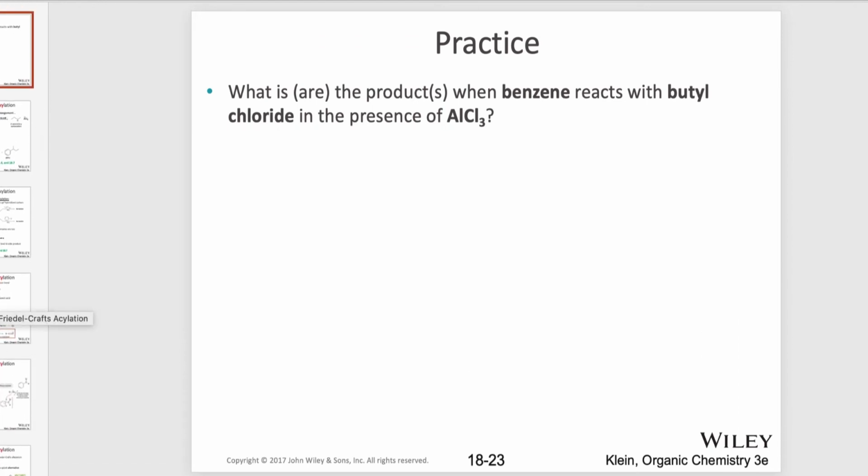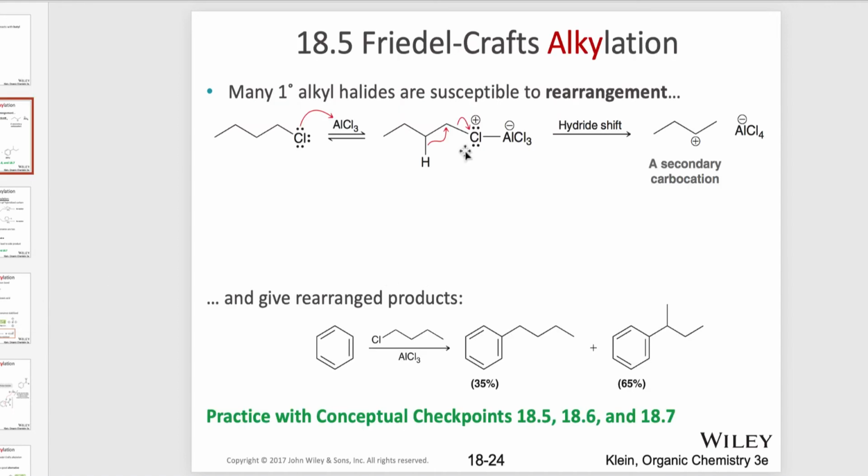I'm moving on to the next slide where I'm actually giving you some more insight into the mechanism and what is happening. So one of the key aspects for Friedel-Crafts alkylation is that when we're dealing with primary halides, we can have rearrangements. If this concept is confusing to you, then I would encourage you to go back to chapter 6, where rearrangement reactions were introduced.